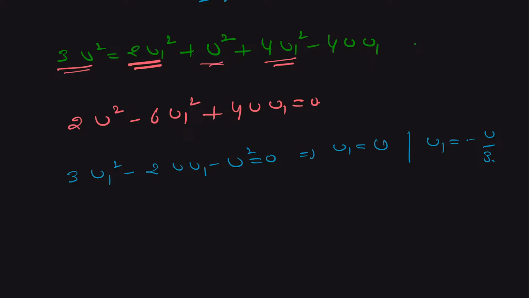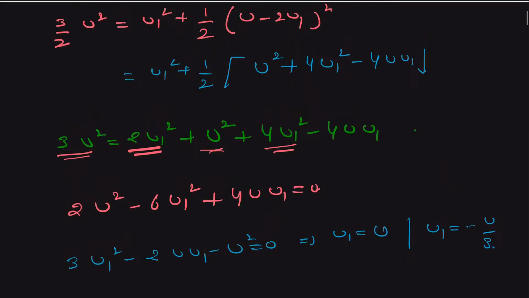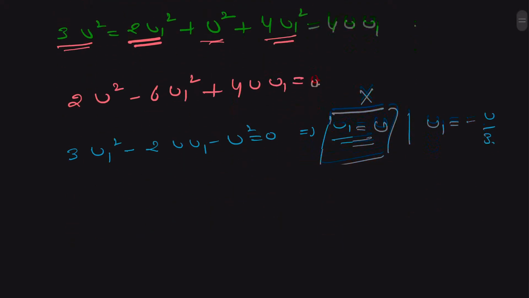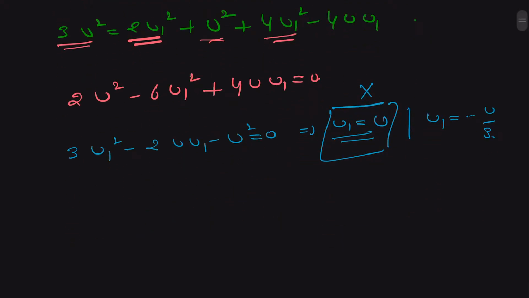And if the velocity v1 is equal to v, then we can say that there will be no possibility of the collision. Okay, so we are going to simply discard this part, and we are going to take that our v1 is equal to minus v upon 3. Okay. And now we can easily find out our v2.